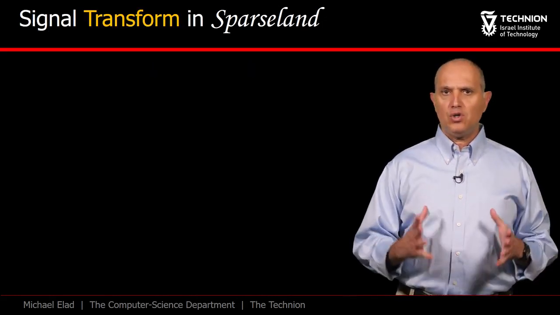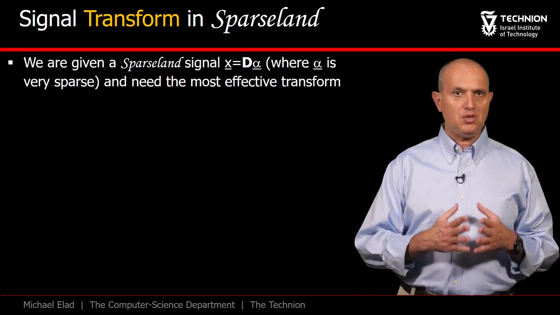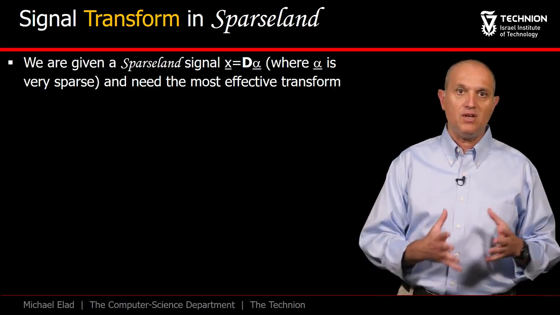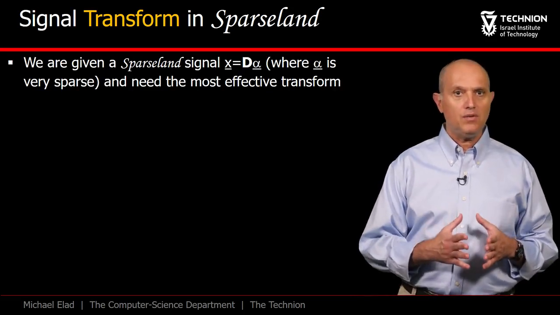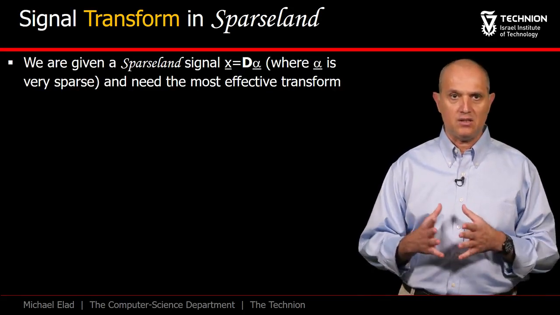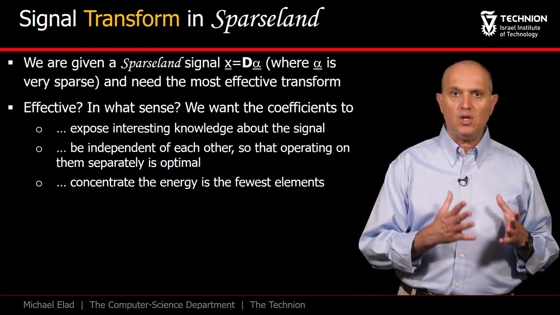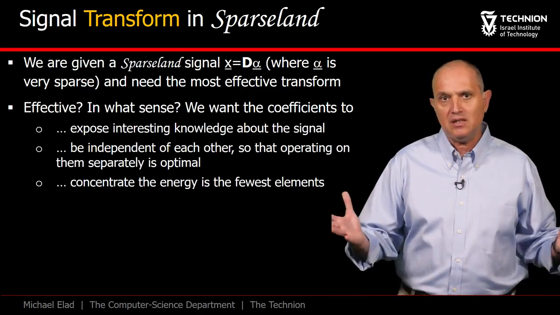We start with the concept of transform. Suppose that X is a SparseLand signal being built as D times alpha, where alpha is sparse. Our goal is to apply an effective transform on X. Why are we doing this? Why are we applying a transform? Because we want to explore this signal in order to better understand it.